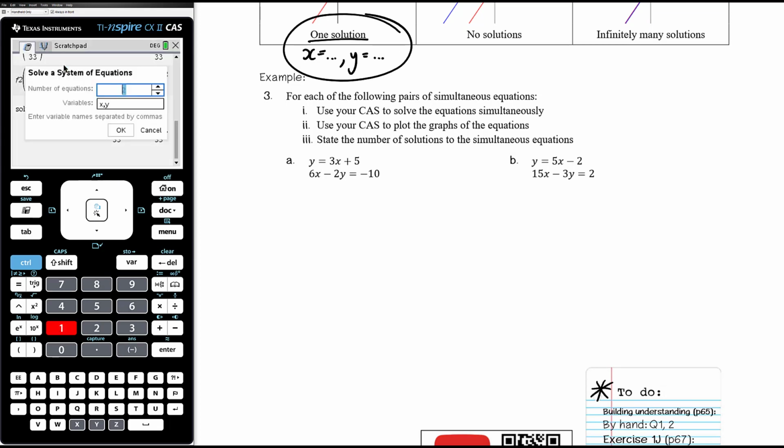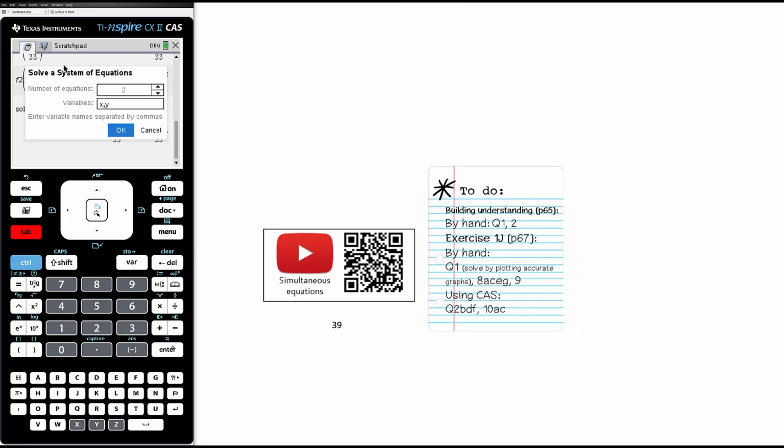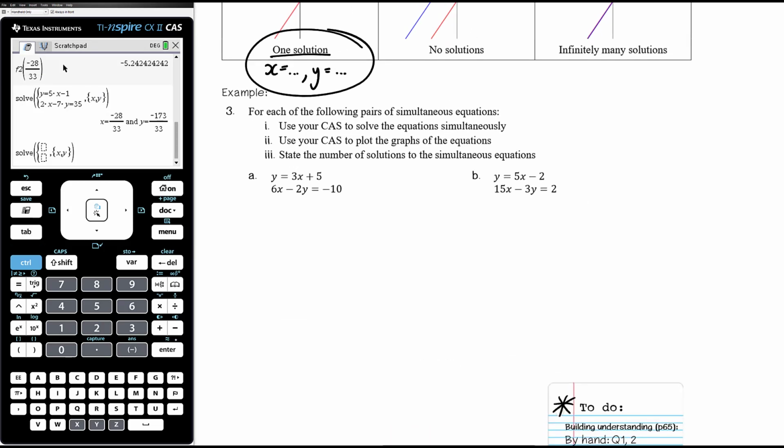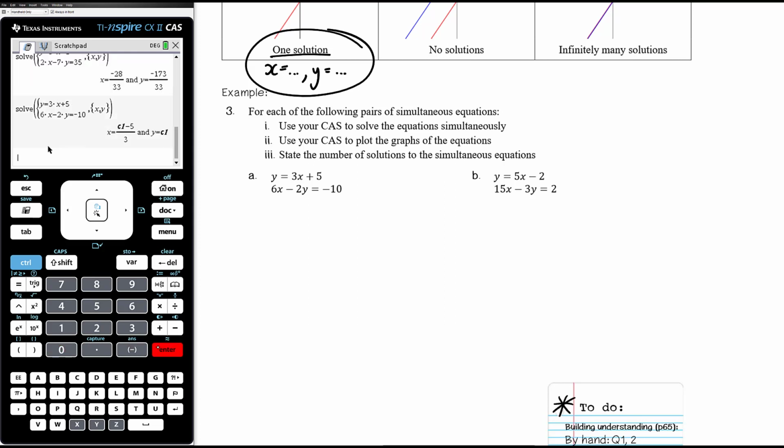We've got, again, 2 equations in terms of x and y. I'm just going to tab down to OK. Now I've got my template, and I can put my 2 equations in here. The first equation is y equals 3x plus 5, and the second equation is 6x minus 2y equals negative 10. Now when I get my CAS to solve it, my CAS tells me that x equals, now that c1 is special CAS notation, it's not really maths, we just want to use a different letter. n is a common letter. My CAS tells me that x equals n minus 5 over 3 and y equals n.